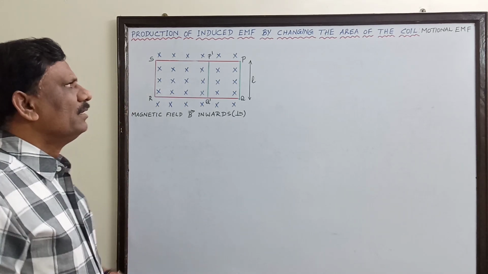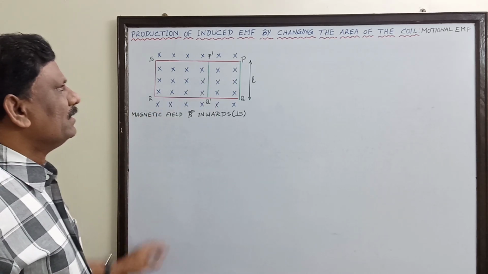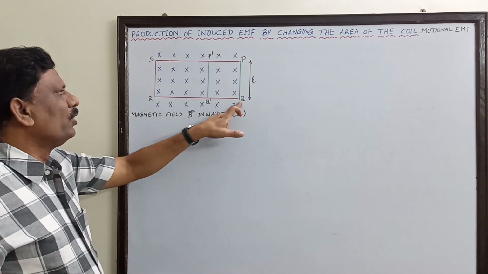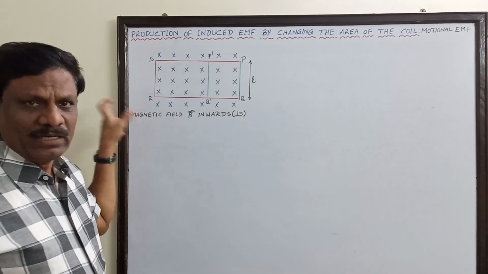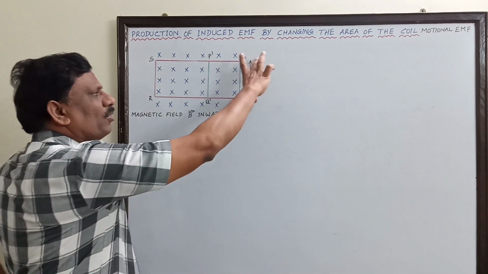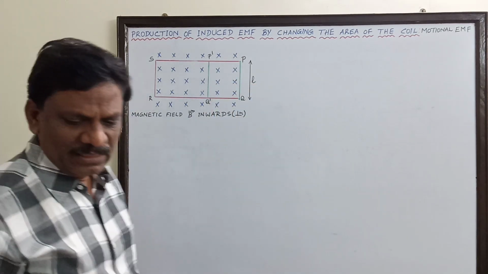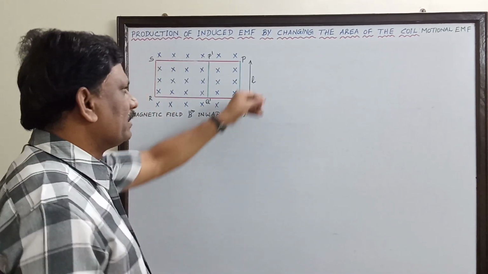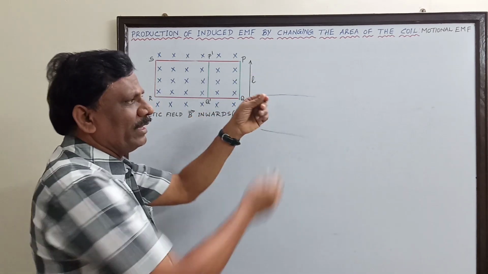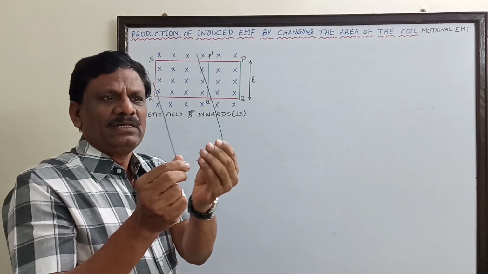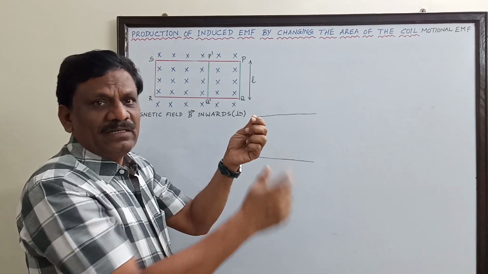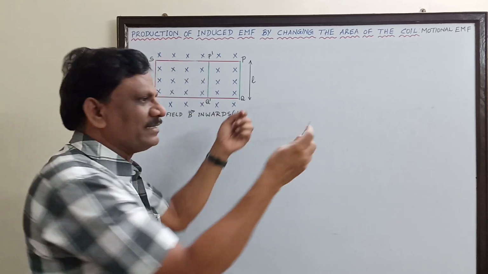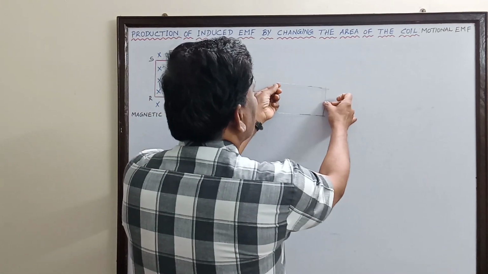Now for this I have considered a rectangular loop. The portion PQ, whose length is L, is movable. This is a rectangular loop. It has three sides. Can you see the three sides completed? The fourth side is incomplete. So I take a separate portion, the fourth side, and I am going to place it like this.